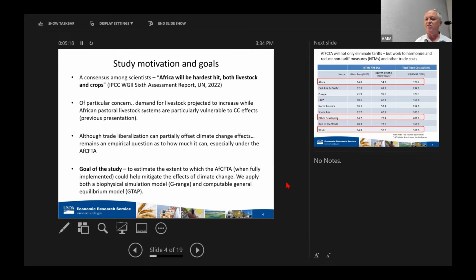The goal of the study, therefore, is to estimate the extent to which the AfCFTA, when fully implemented, could help mitigate the effects of climate change. We apply both the biophysical G-Range model and the CGE GTAP model from Purdue.